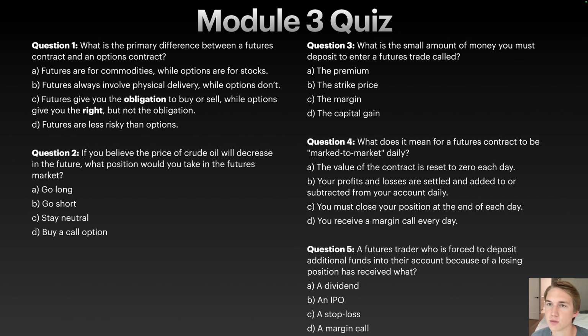Question 3. What is the small amount of money you must deposit to enter a futures trade called? That is going to be the margin. C. Question number 4. What does it mean for a futures contract to be marked to market daily? It is B. It means your profits and losses are settled and added to or subtracted from your account every single day.